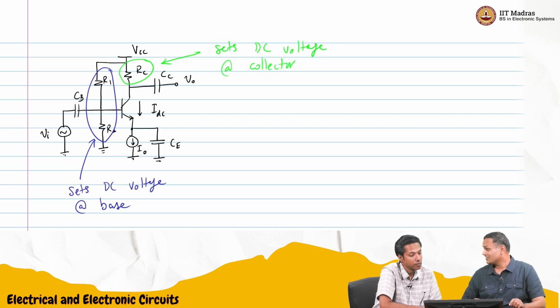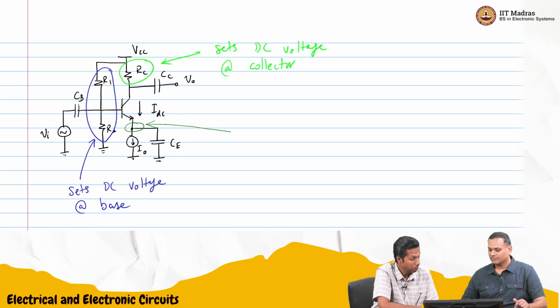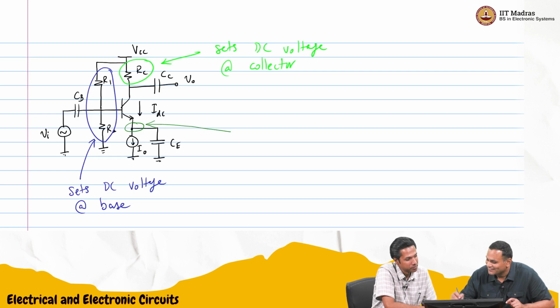But now I have a question. What is the DC voltage at the emitter? Now that I have a current source, it's not so obvious to me. We can write it in terms of VB maybe. Okay, correct. Let's try that.